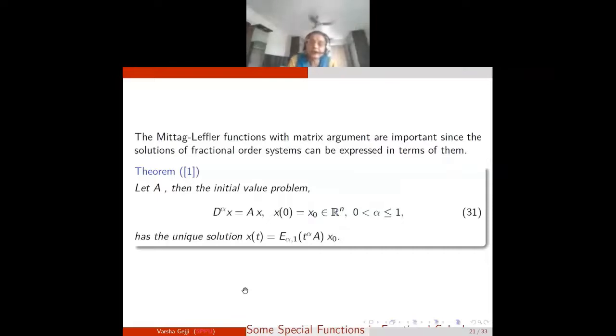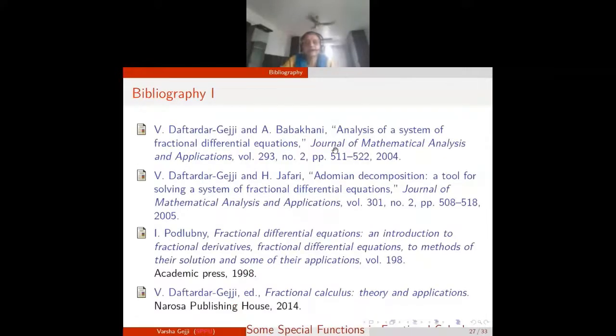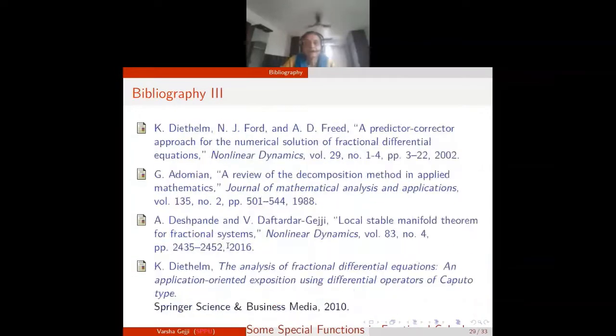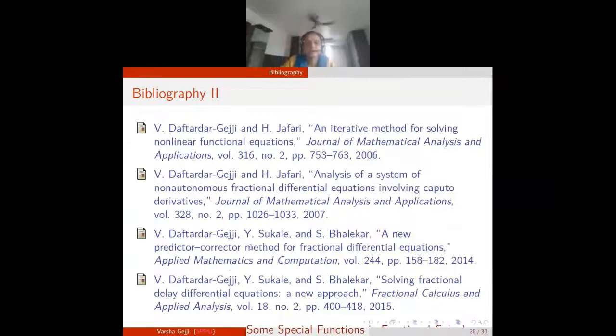Now let us come to the application of all the jargon that we have developed just now. The Mittag-Leffler function with matrix argument is important, since the solutions of fractional order dynamical systems can be expressed in terms of them. So here is this result which we have proved. This one is our paper, analysis of system of fractional differential equation, published in 2004. There is a variety of papers we have published on this. To that we can come later.